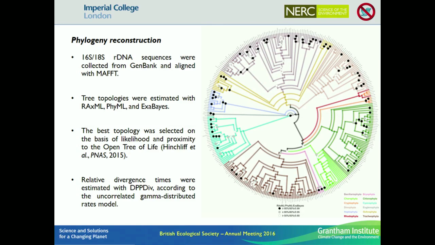I also considered adding extra species to the tree, so terrestrial plants, macroalgae, just to see whether this would improve the quality of the tree. And finally, I assigned relative divergence times to the best topology according to the uncorrelated gamma distributed rates model.